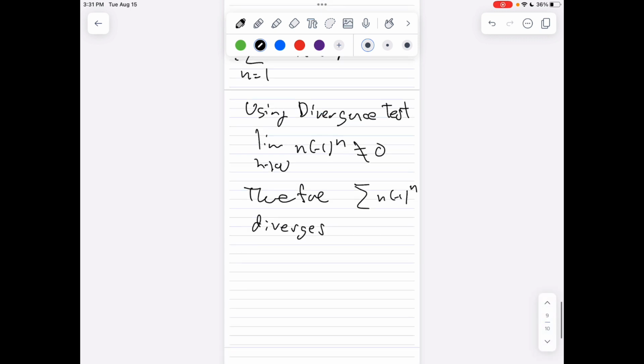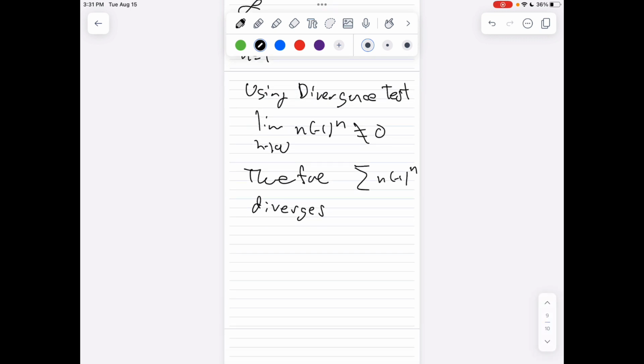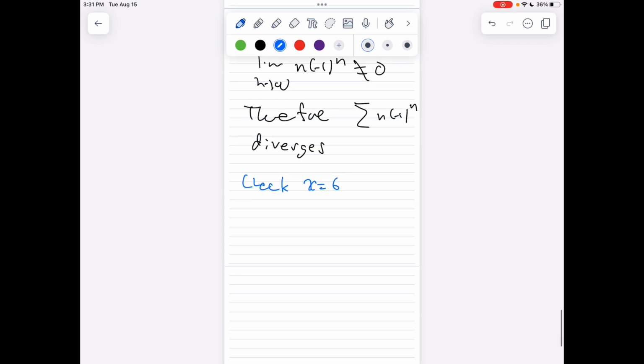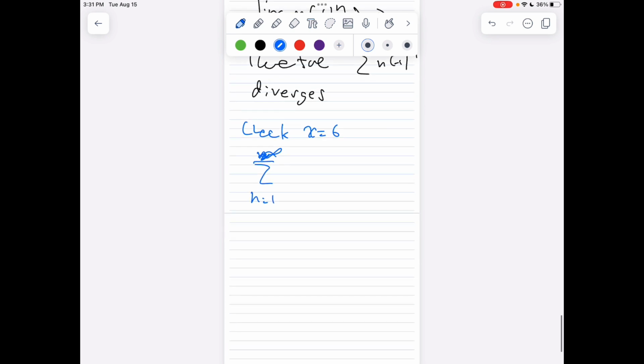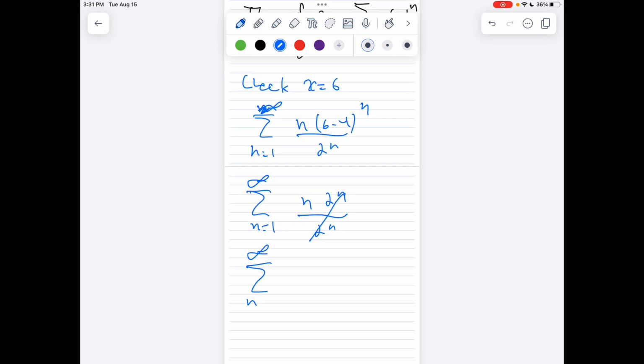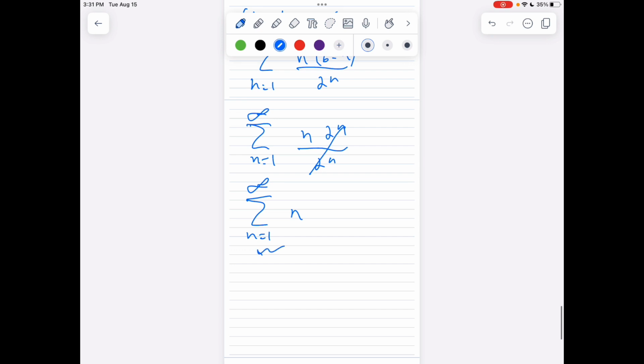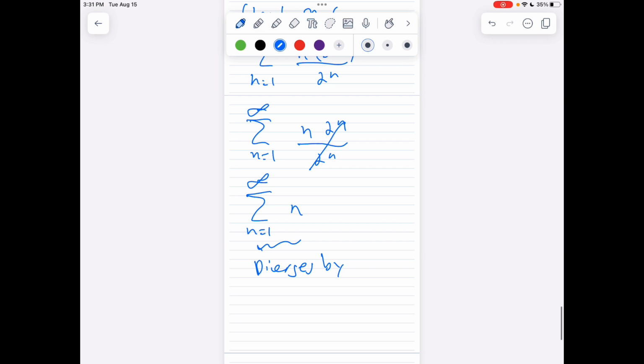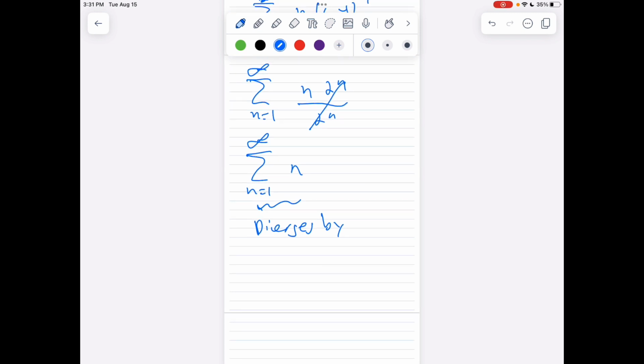And now we're going to go to 6. If you check x equals 6 and you plug that in, you would get the sum from n equals 1 to infinity of n times (6 minus 4) to the n over 2 to the n. You would get n times 2 to the n over 2 to the n. These would cancel out, and this would diverge as well, with a divergence test, for example. All right, so it diverges at both places.